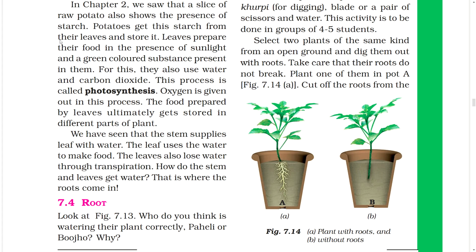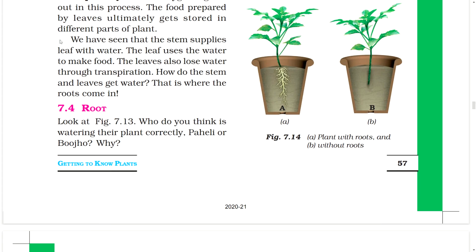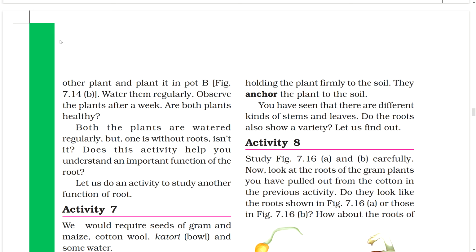Plant one of them in pot A, figure A. Cut off the roots from the other plant and plant it in pot B, figure B. Plant A with roots and B without roots. Water them regularly. Observe the plants after a week. Are both plants healthy? Both the plants are watered regularly, but one is without roots, is it not? Does this activity help you understand an important function of the root?